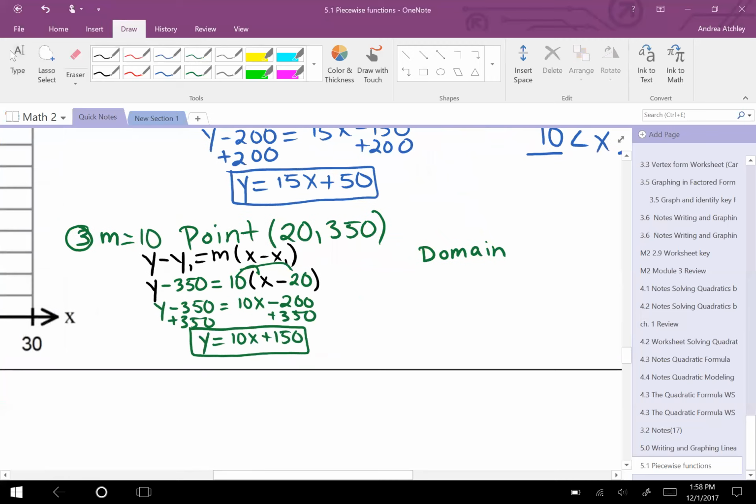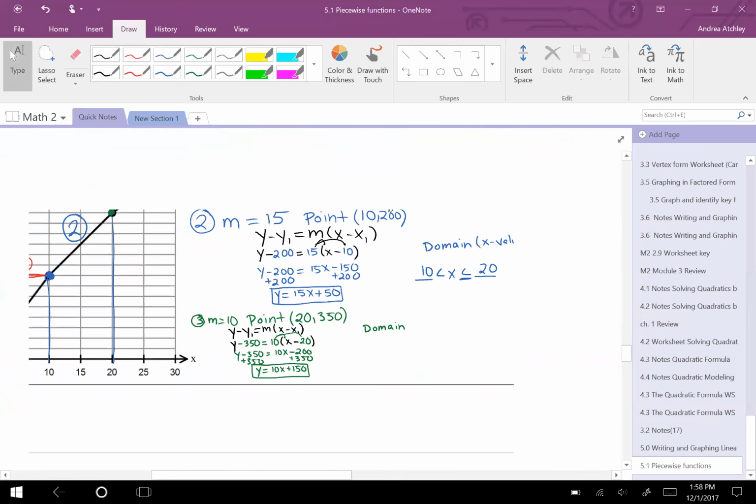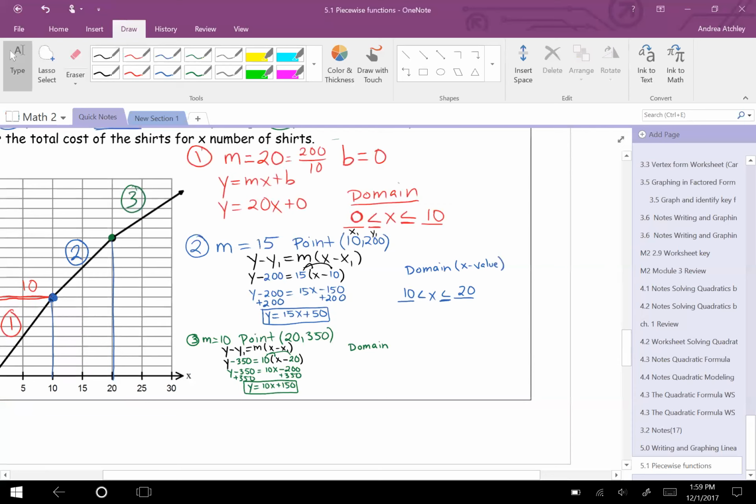Okay, now I have to go back to our domain. Notice that it has the arrow on the end. That means it's going to go on forever. So there's not going to be an end to this. So then we don't have a start and a stop for my domain like the others had, like this one and this one had. Where does my domain start for this equation? Okay. Right here at 20.